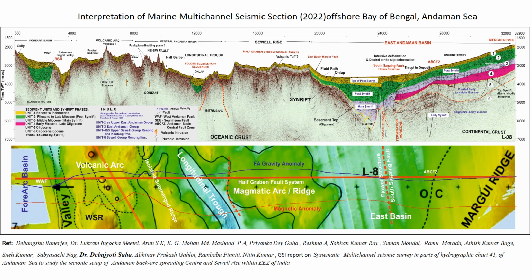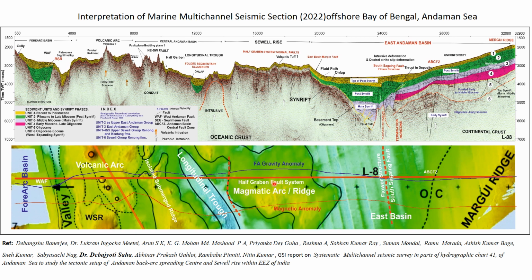This is another line in the same region, but the line number is different. You can see the geology from western to eastern part is the same: East Andaman Basin, Sewell Ridge, Central Andaman Basin, Volcanic Arc, and the Fore Arc Basin. You can see the free air gravity anomaly is high on the Volcanic Arc, and in the Sewell Rise.